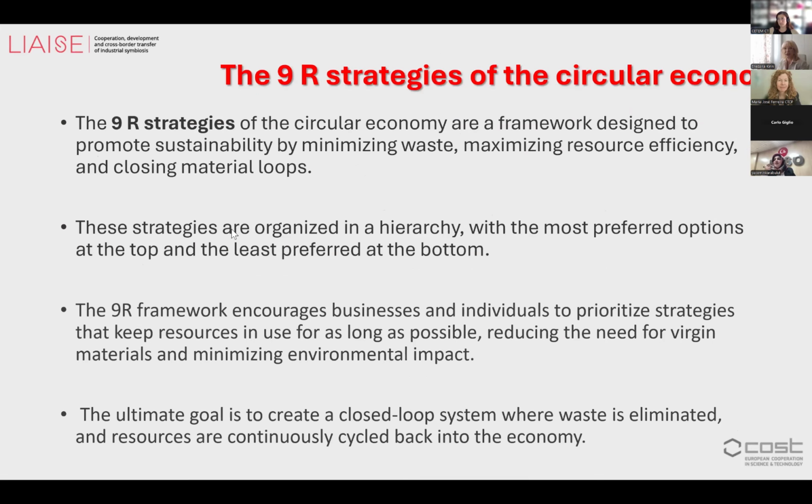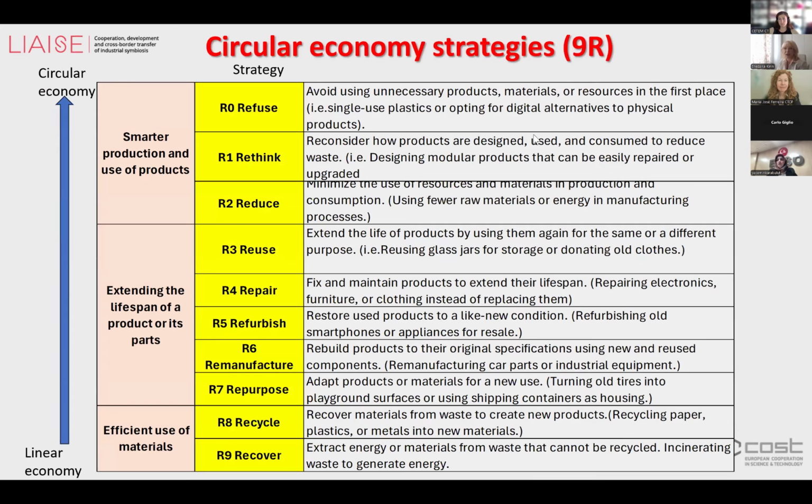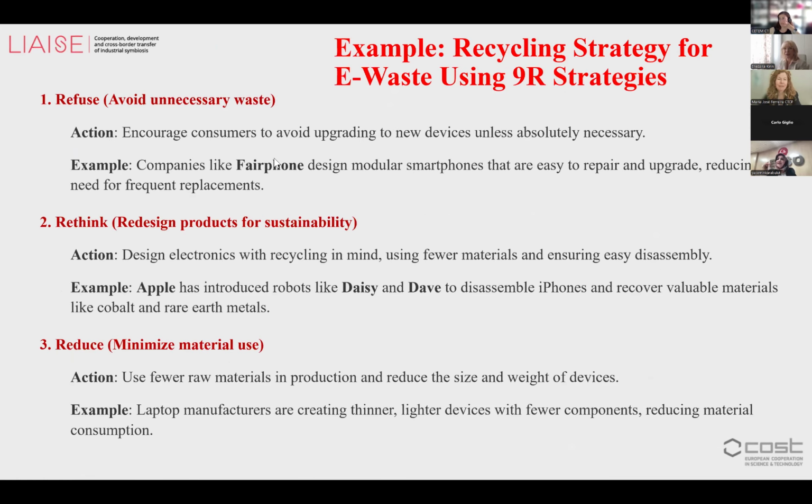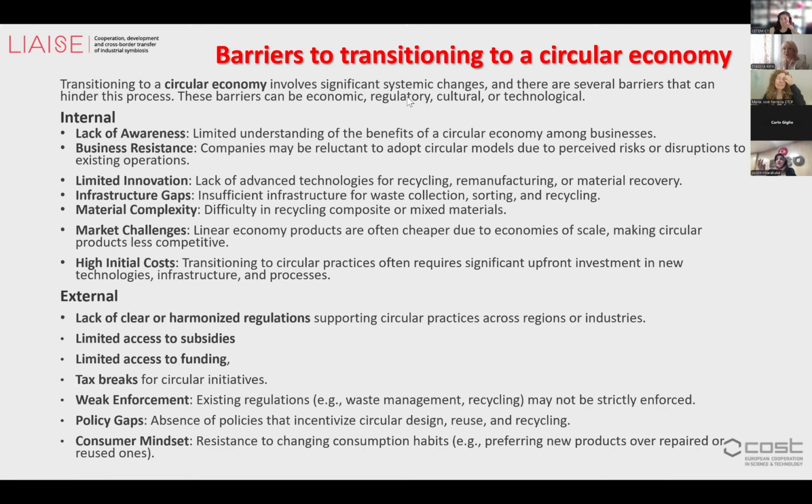And here is given the 9R strategy in 3 groups. First is smarter production and use of products. The second, extending the lifespan of products or their parts, and efficient use of materials. And their barriers to transition to this economy are listed.